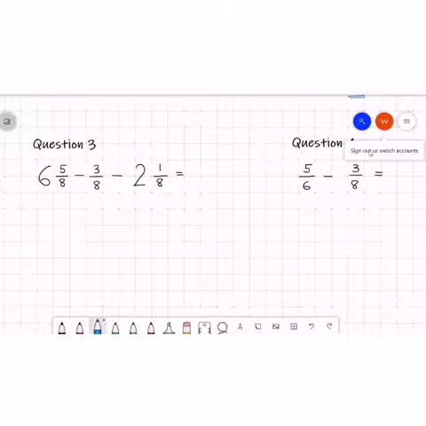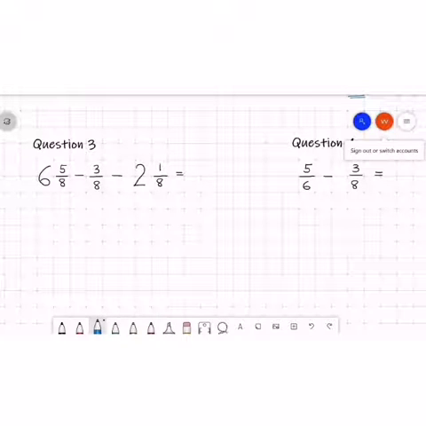So question 3 here, there are 3 numbers that we have to minus. The first step is we need to see whether the denominator is same or not. For question 3, the denominators are same for the 3 numbers here: 6 5/8 minus 3/8 minus 2 1/8. So the denominators are all same, so we straight away can minus these numbers.